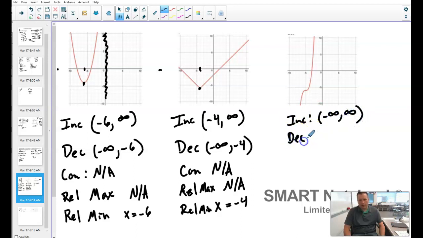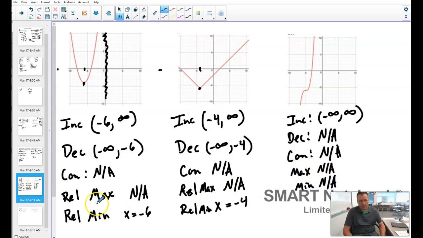My decreasing is not applicable because there is none. And same thing with my constant. My constant's going to be not applicable as well. The other thing is there's no turn, so my relative max and my relative min are also going to be not applicable as well. So that's just how that works, just like that, okay?